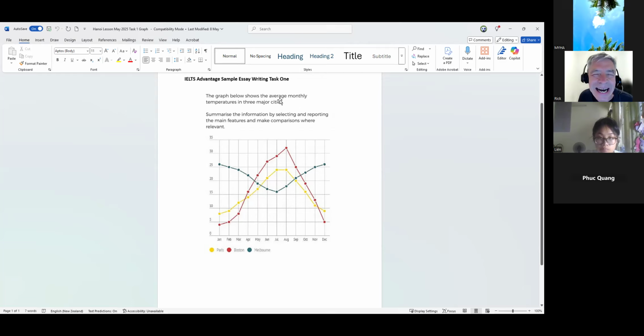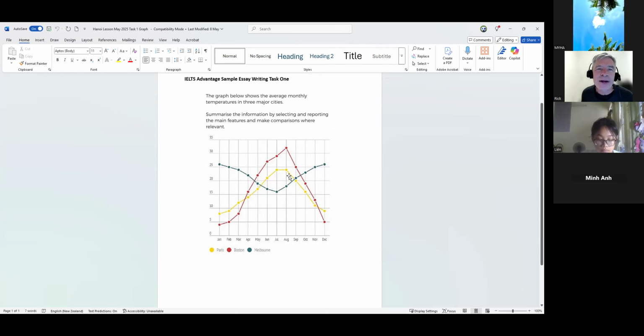Leon, how many paragraphs in a Task 1 answer? Four paragraphs. Correct. What is the second paragraph called? Can you remember? The first one is the paraphrase, which we've just done. What is the second paragraph called? Overview. Very good, Leon. Overview.